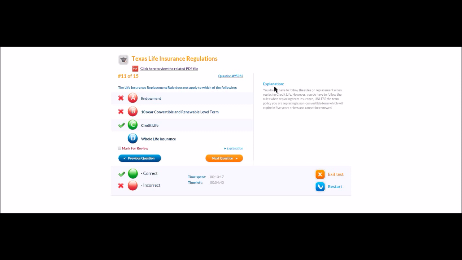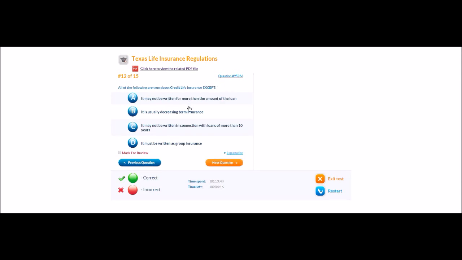Explanation. You do not have to follow the rules on replacement when replacing credit life. However, you do have to follow the rules when replacing term insurance, unless the term policy you are replacing is non-convertible term which will expire in 5 years or less and cannot be renewed. So the correct answer here, credit life.